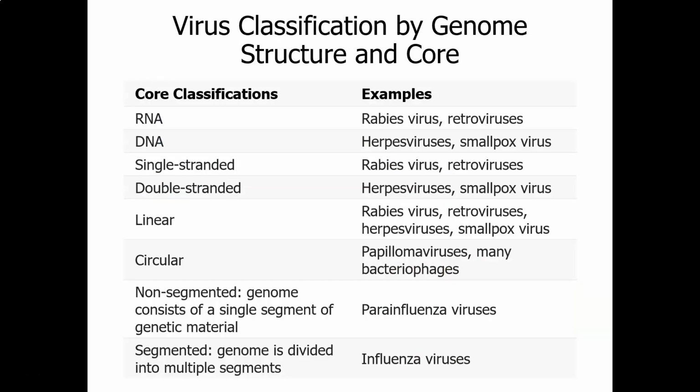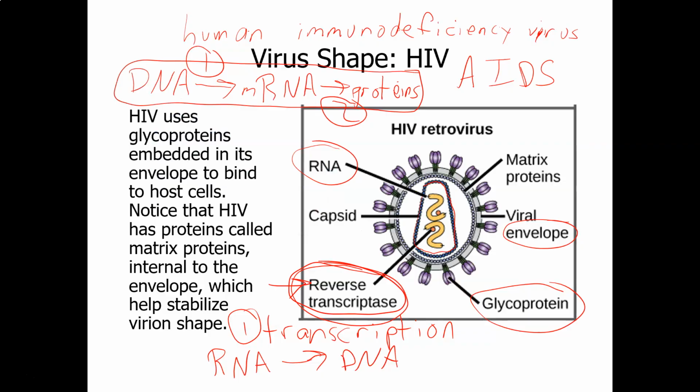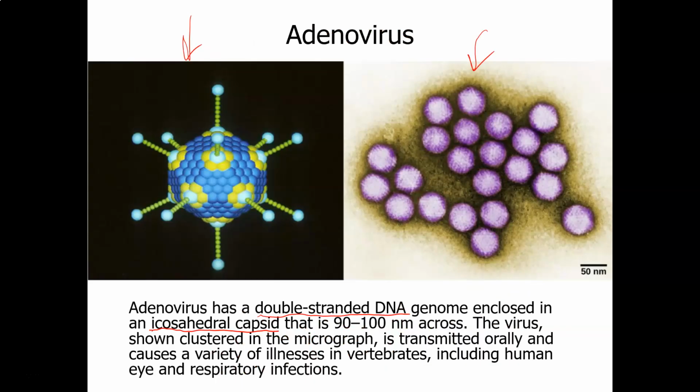Okay, now I'm not going to spend a lot of time on this because this is just showing you some classifications of viruses based on their nucleic acid core. And since we don't really use this classification anymore, you don't have to learn these examples or anything. Here, this is classification by structure. You don't have to learn the specific viruses, but I do want you to know what naked icosahedral looks like. And that was your adenovirus, naked icosahedral.